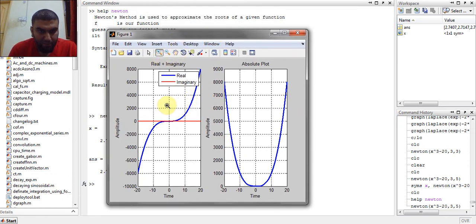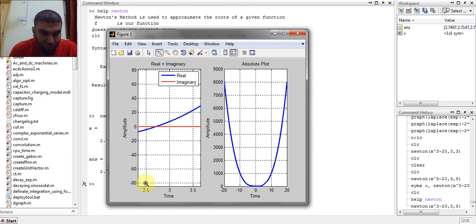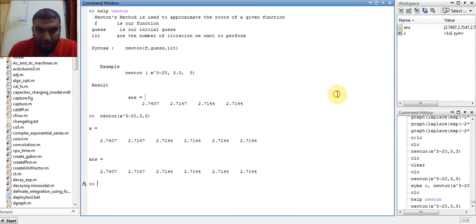Let's zoom in and see, will it cross at 2.7? As you can see, yes it does, between 2.5 and 3. If we take the range between 2.5 and 3, my function is crossing the x-axis. So here's my graph.